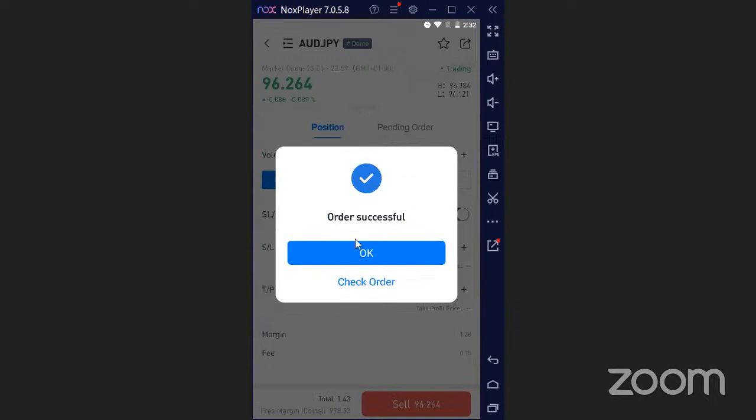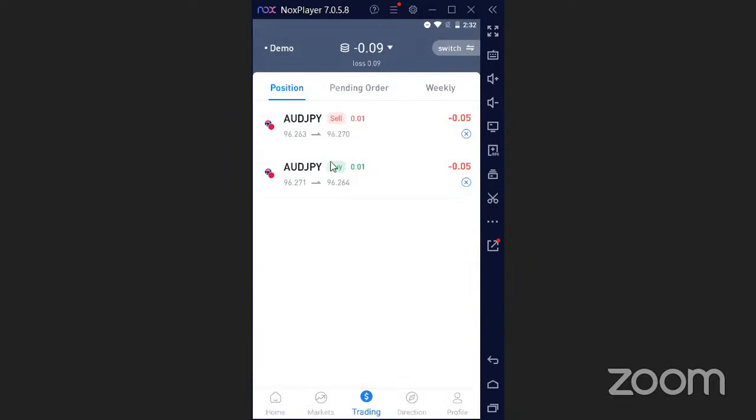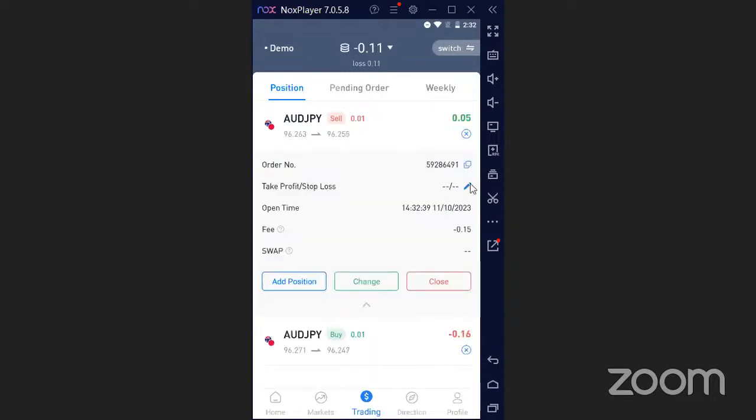Now I have my order successful. This is our first order. This is our second order. This is the one we just placed. If I want to set my TP manually, I can just come here. You see, I clicked on it and it expanded this option for me.